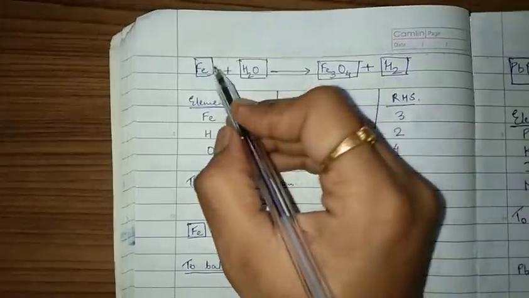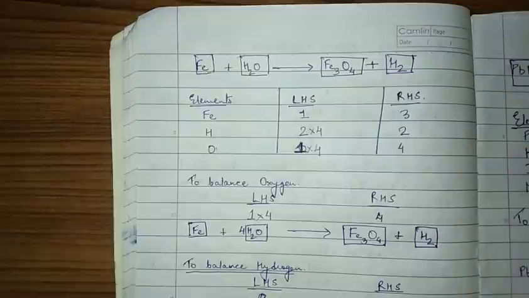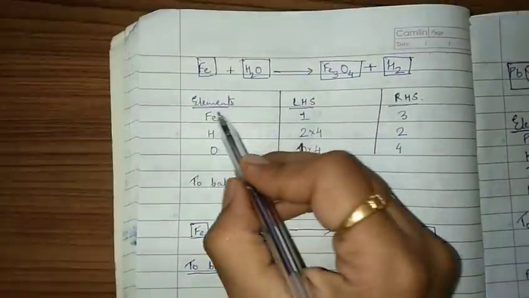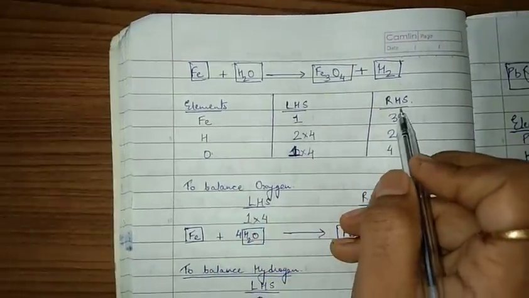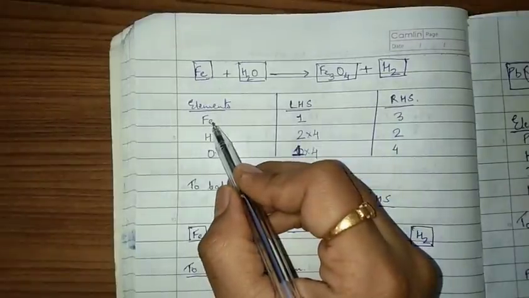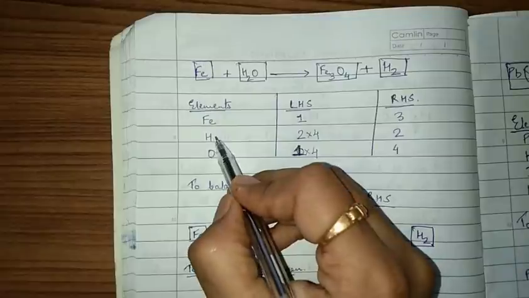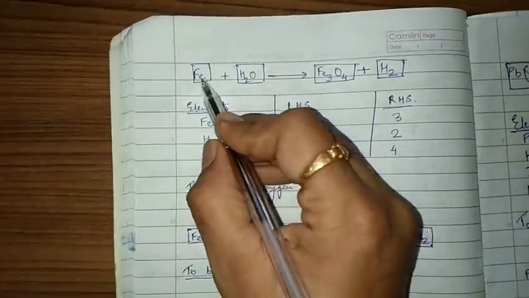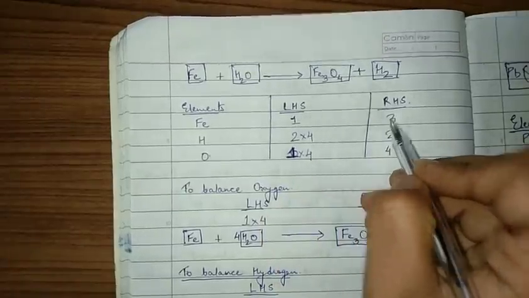What we will do is, first step, we will draw boxes around it. We have drawn boxes around all the elements, the reactants and the products. Now we will draw a column: elements, left hand side, right hand side. What are the elements which are taking part in this reaction? Fe, H and O. Number of atoms of Fe on the left hand side, 1. Number of atoms of Fe on the right hand side, 3.